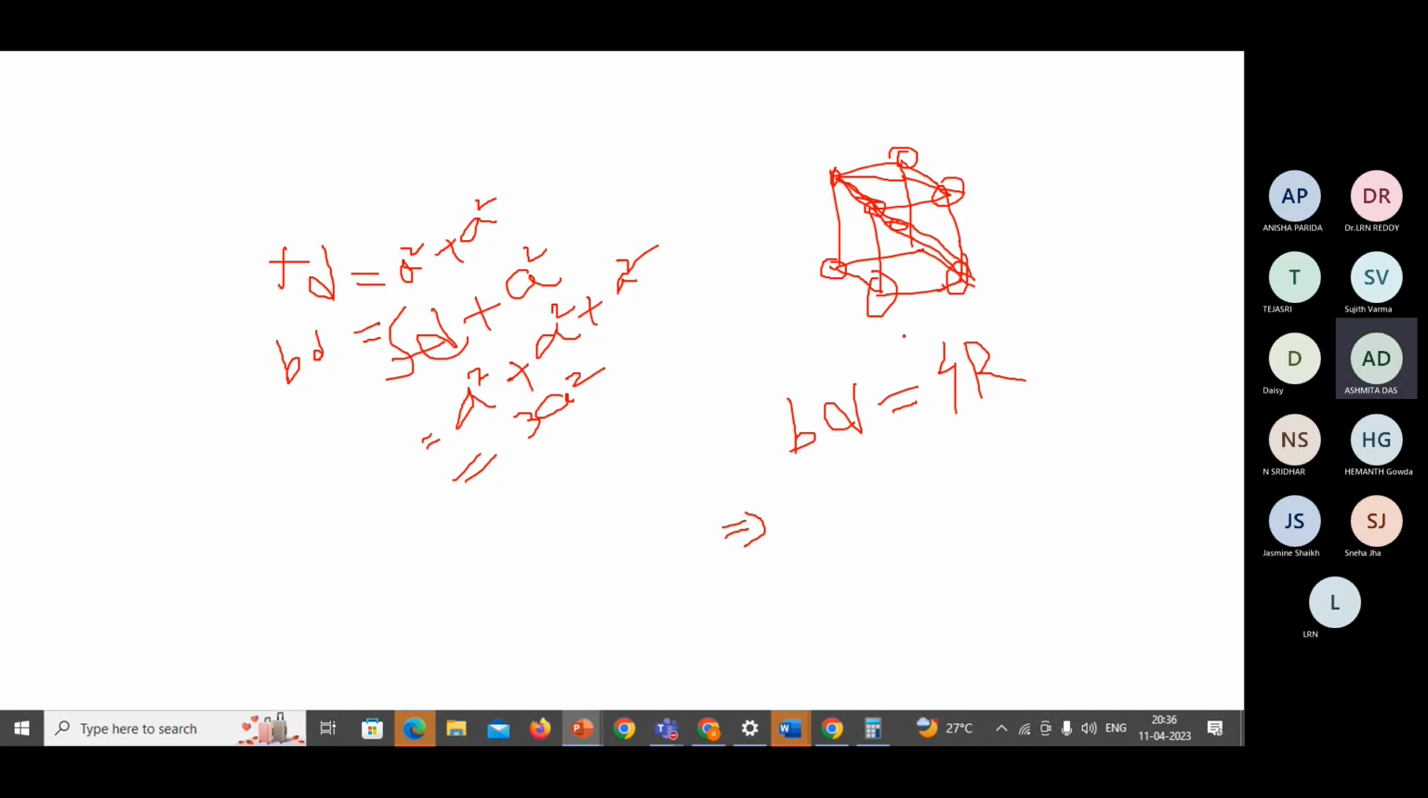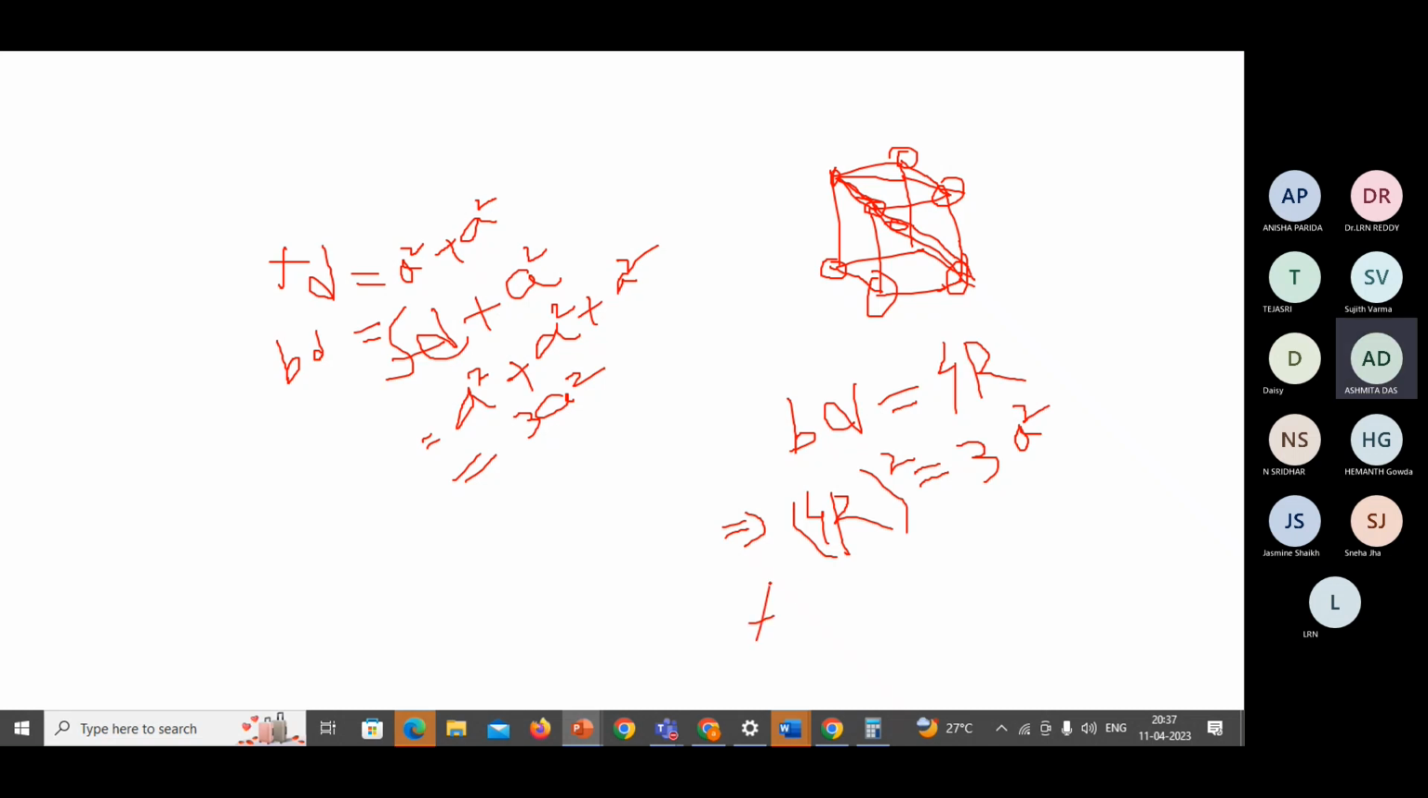This relationship can also be denoted as a Pythagorean equation. So basically, (4R) whole square equals 3a square.